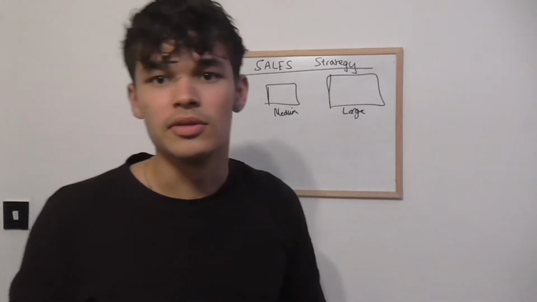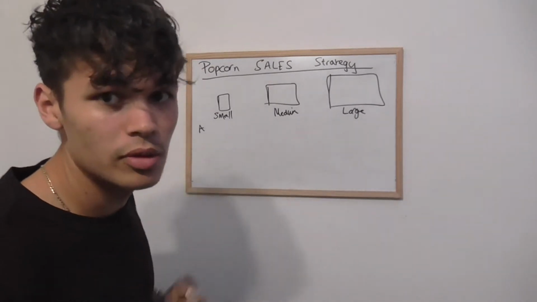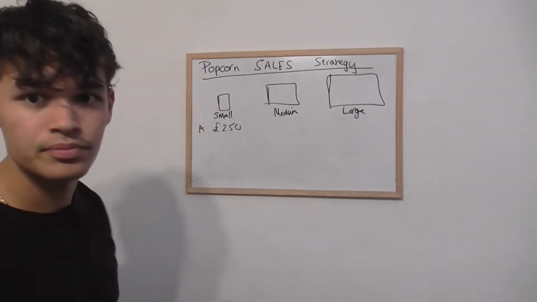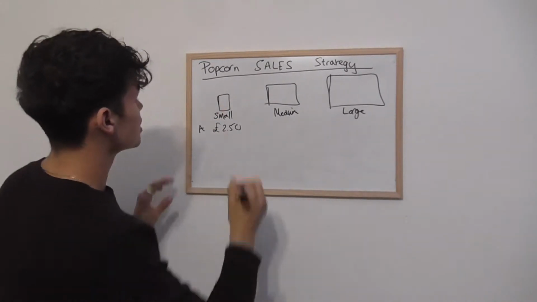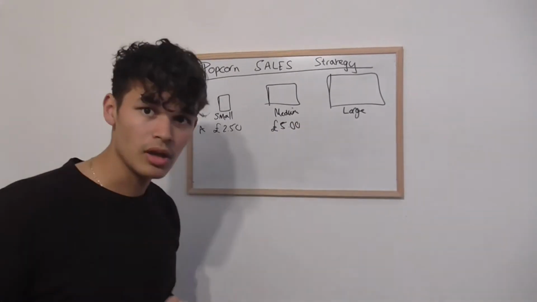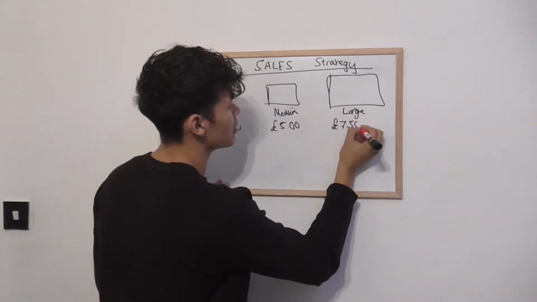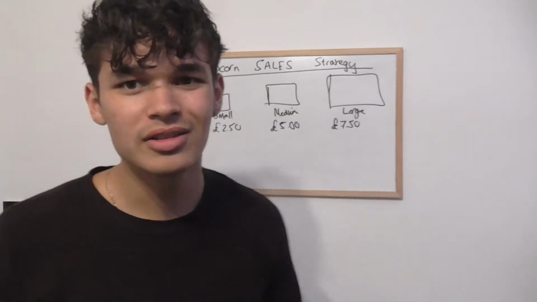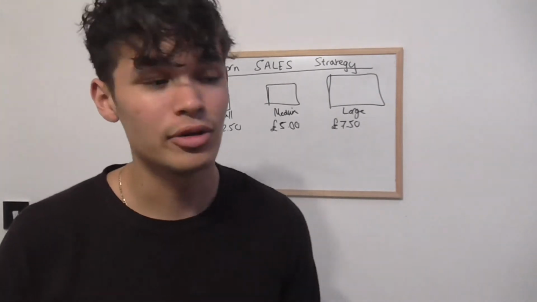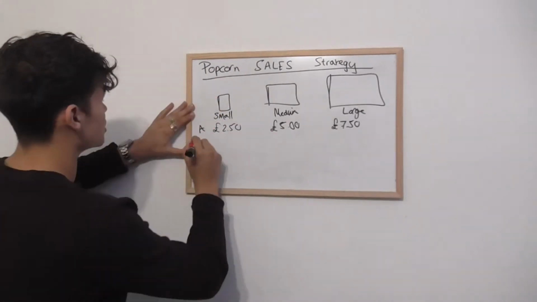Now there's 2 ways we can do this. We could start by saying our small popcorn costs only £2.50. We've got our medium sized popcorn, which costs £5. And we've got our large popcorn, which costs £7.50. At first glance, this probably seems fine, but in reality, this really is not how you should be using your marketing. So let's take a look at the option we should use.